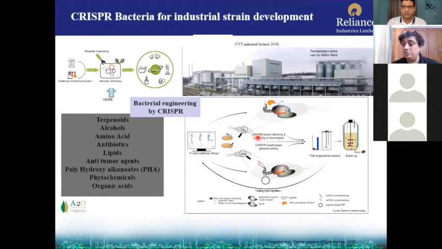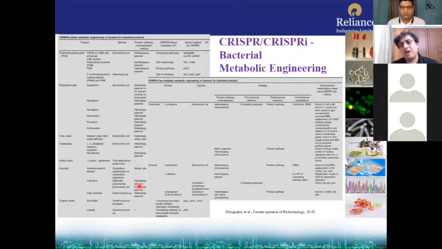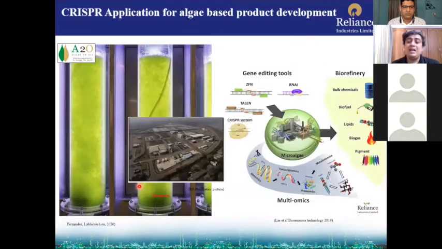CRISPR can be used in this area for terpenoids, alcohol, amino acid, antibiotics, lipids, anti-tumor agents, polyhydroxyalkanoids, phytochemicals, organic acids, and many such things development. We can use CRISPR from different kinds of cells and cellular organisms. So CRISPRi and CRISPR are greatly used nowadays in bacterial metabolic engineering as well for certain kinds of product development. And as I mentioned, algae is greatly used.